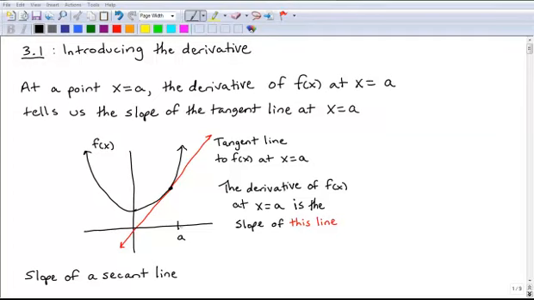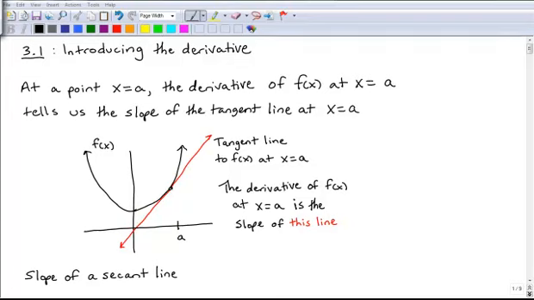3.1 is about introducing the derivative, and the idea of the derivative is finding the slope of a tangent line. So if you look at the graph here, at the point x equals a, that's the point here on the graph, the derivative of f of x, which is the function at x equals a, tells us the slope of the tangent line at x equals a.